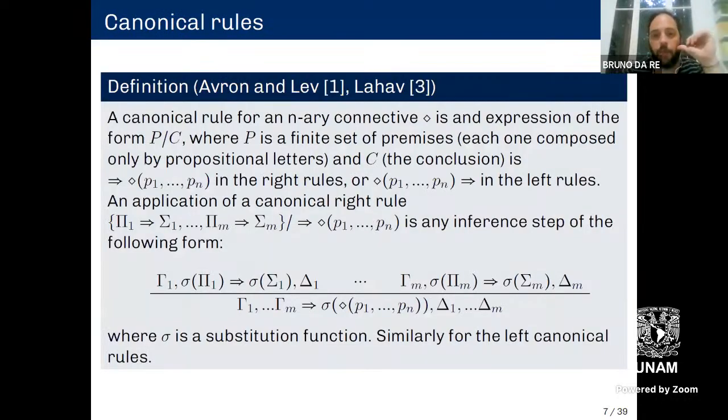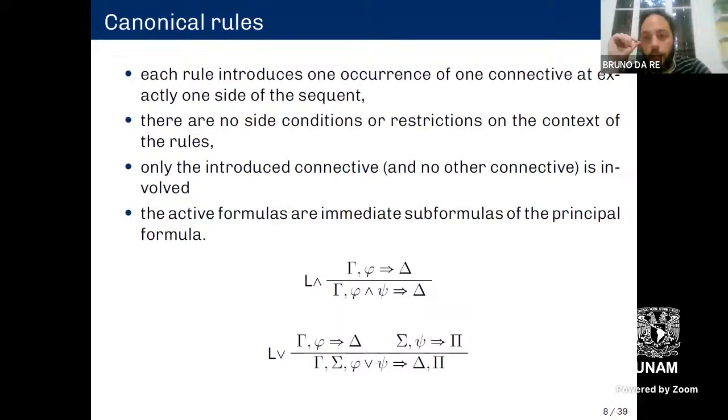Avron and Lev and Lahav and collaborators have worked a lot on this notion of canonical rules. The idea is that a canonical rule is a rule for a connective such that each rule introduces one occurrence of one connective at exactly one side of the sequent. There are no side conditions or restrictions on the context of the rules. Only the introduced connective is involved, and the active formulas are immediate subformulas of the principal formula. So, for instance, this additive left rule for conjunction or multiplicative left rule for disjunction are typical canonical rules, or applications of canonical rules.